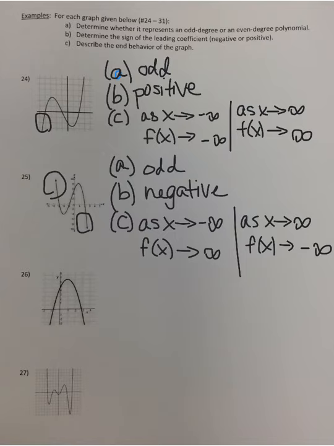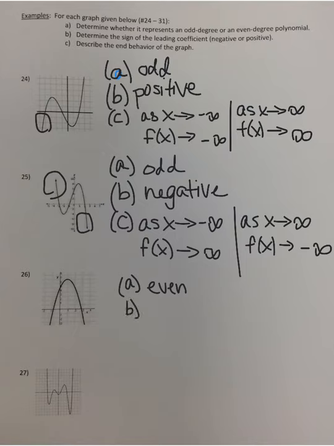Okay, 26. We want to know whether we have odd degree or even degree. Well, just see how many direction changes we have. We have 2 direction changes. So 2 direction changes are going to make this function an even degree, right?